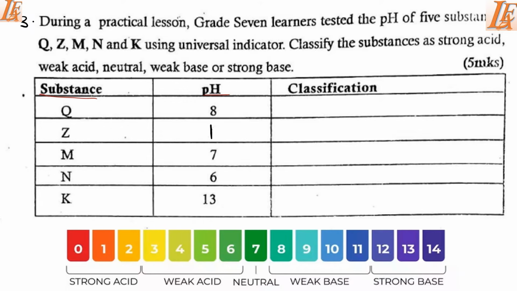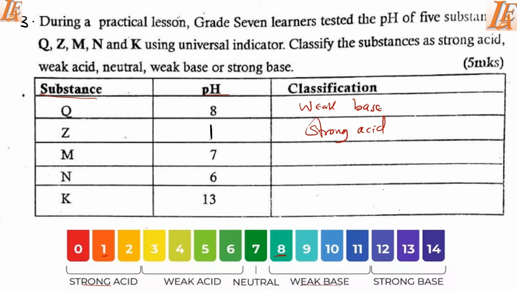So the first one, Q, has a pH of 8. Now I have introduced a pH scale down here. So where we have a pH value of 8 here, this one is a weak base. So here we say this is a weak base. Then the second one, that is Z, has a pH value of 1. If we look at our universal indicator pH chart down here, for a pH of 1, this one is a strong acid. So here we say this is a strong acid.